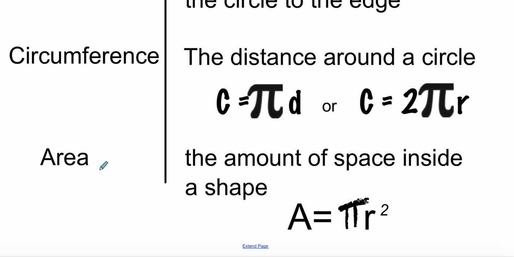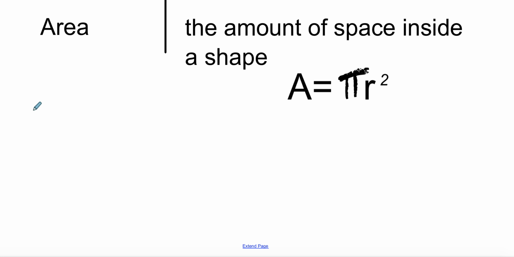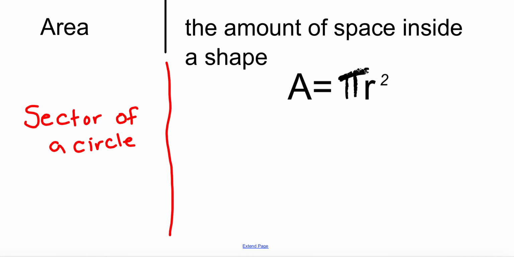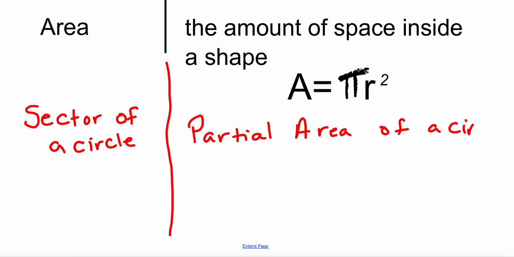Last but not least, we have area. Area is the amount of space inside of a shape. Area equals pi r squared. One last point that we should point out is the sector of a circle. The sector of a circle, we could define as a partial area of a circle. It's where we're talking about maybe only having a semicircle or having 1/3 of a circle and having to find the area of just that part.